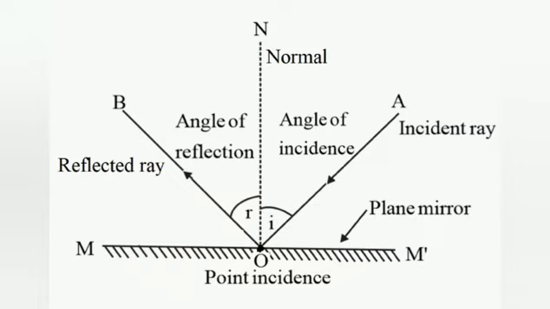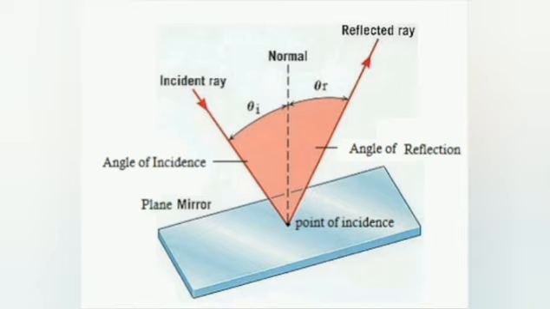Now, the second law of reflection says that the angle of incidence is equal to the angle of reflection. That is, the two angles, the incident angle and the reflected angle, are the same thing. So that's why the second law says that the angle of incidence and the angle of reflection are equal.